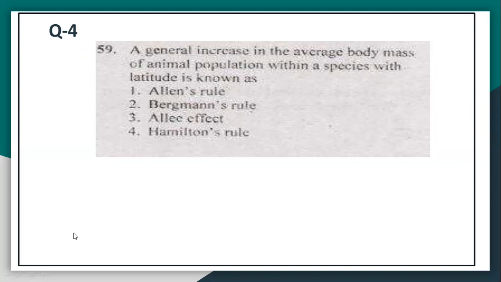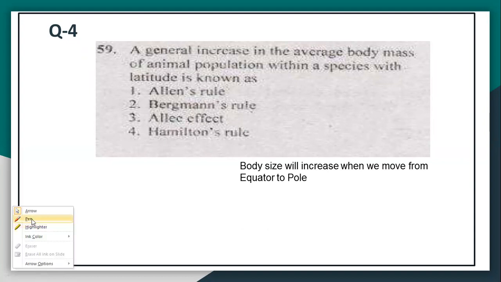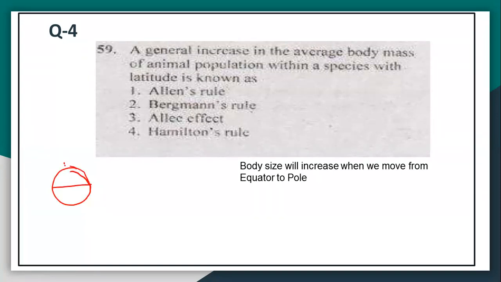A general increase in the average body mass of animal populations within a species with latitude is known as Bergmann's rule. According to Bergmann's rule, body size will increase when we move from the equator towards the pole.